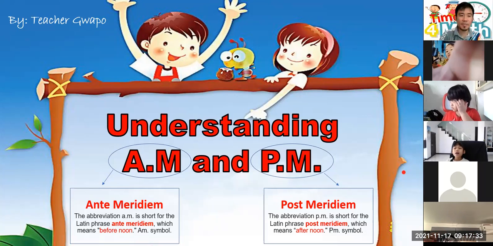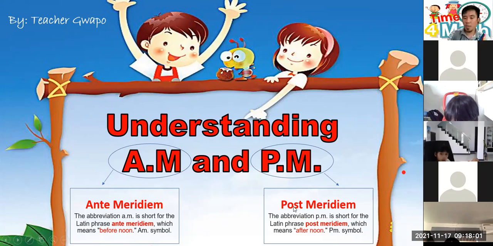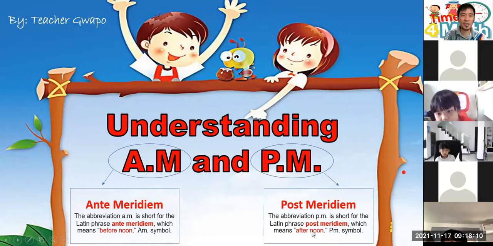What is AM again? AM means anti-meridian. What is anti-meridian? Anti-meridian means before noon. How about post-meridian, what does it mean? Afternoon. Post meridian means after noon. So when we say AM, before noon.